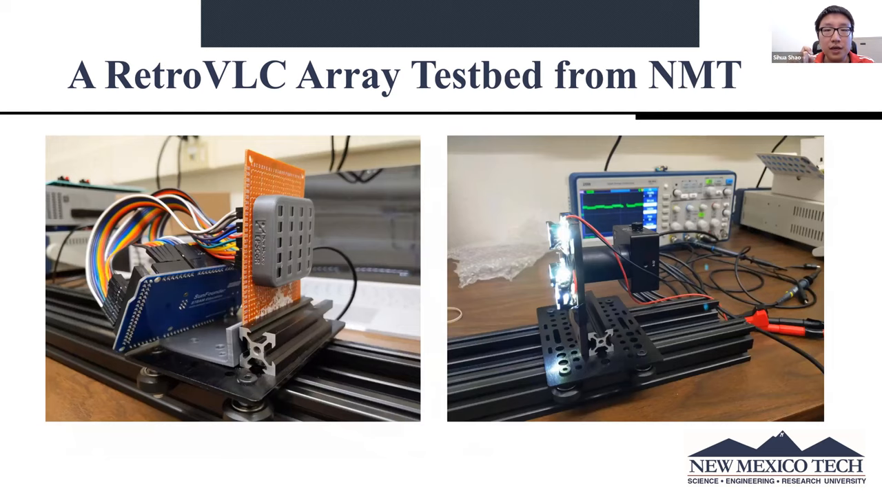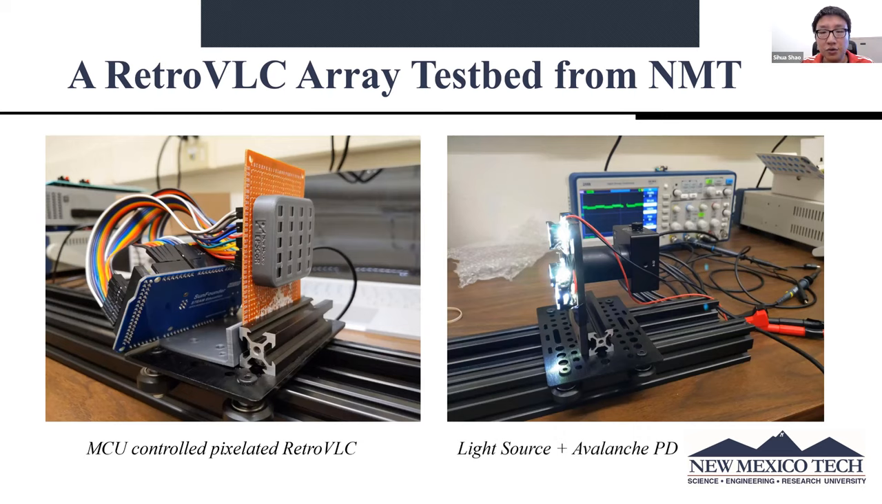If you look into the construction of the retro VLC tag and the light AP, the retro VLC tag uses a microcontroller to send the digital signal to control the pixels on the retro VLC tag individually and independently. The light AP uses 3 light sources and an avalanche photodetector to send and receive the light signal.